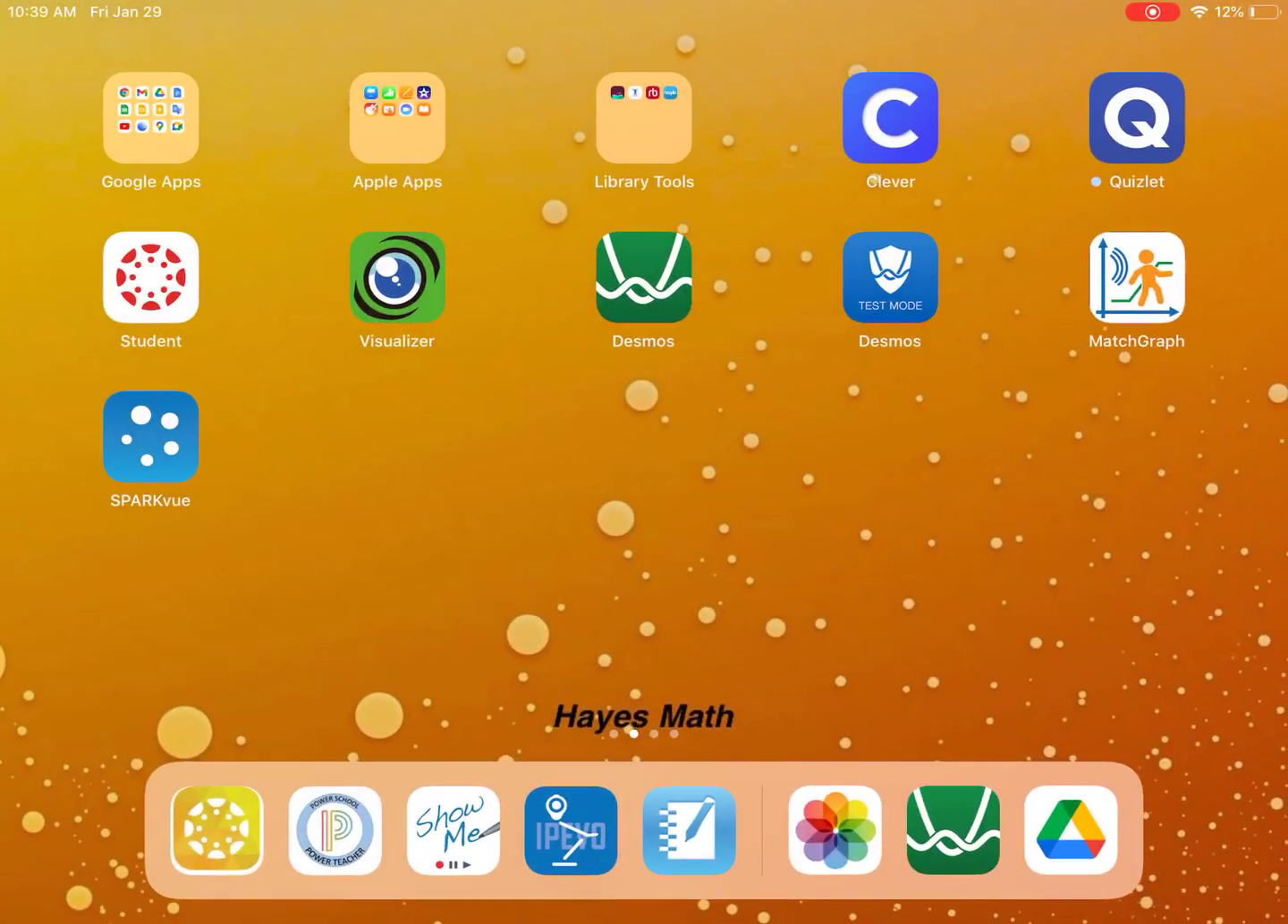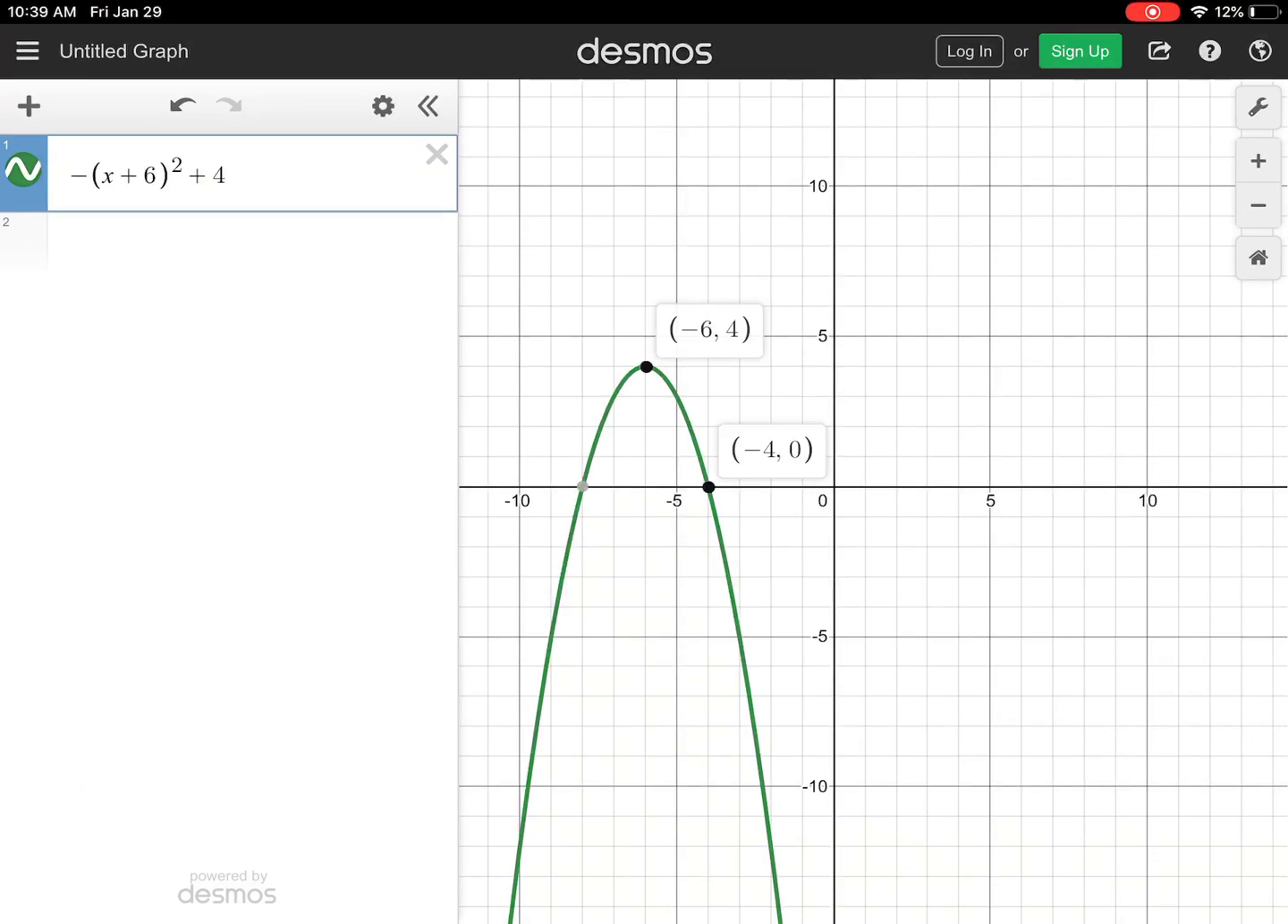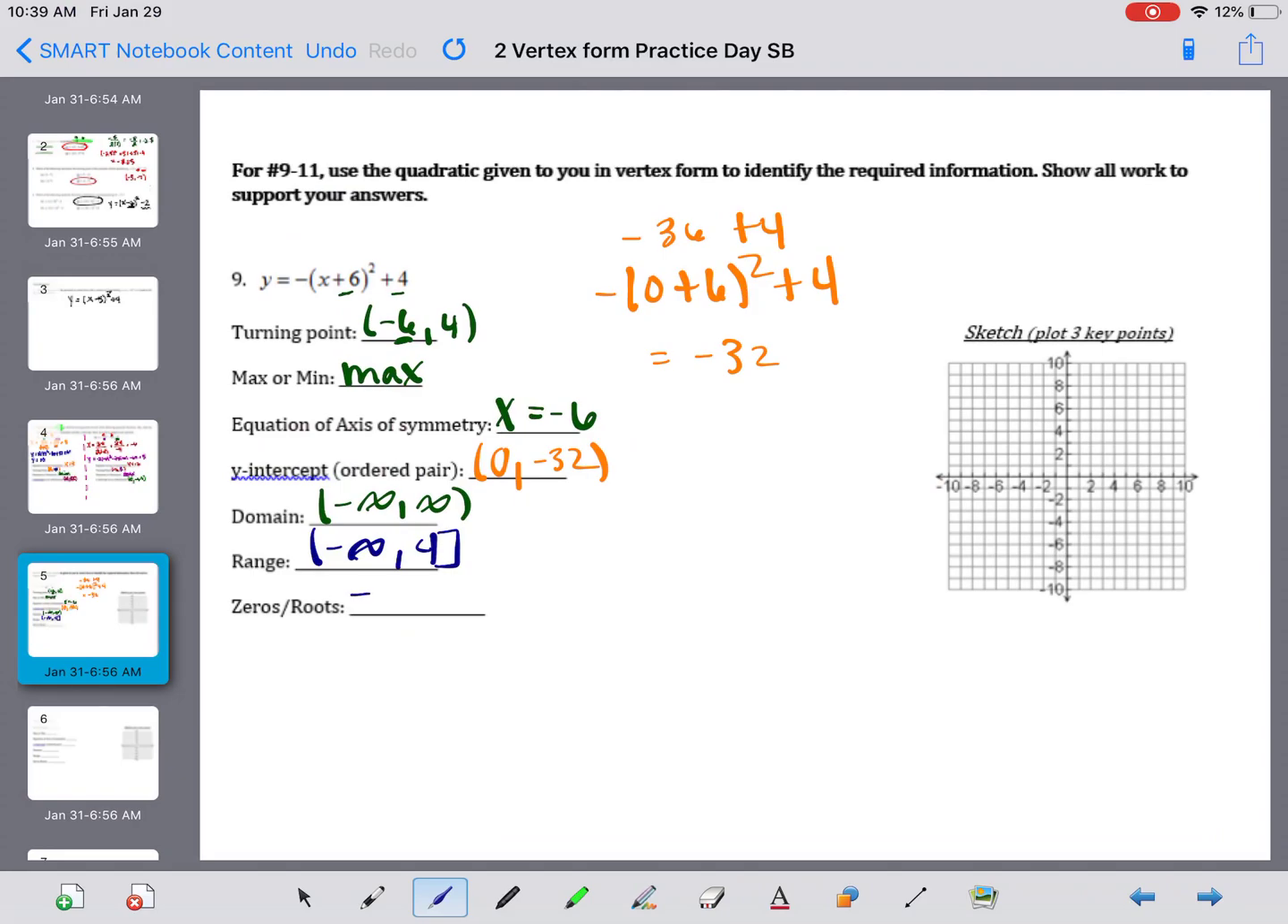Again, you can get the zeros from looking here. Just click the x-intercepts, so negative 8 and negative 4. So when we graph it here, I'm just going to graph the turning point, which is negative 6, 4, and then the zeros. And there we go.